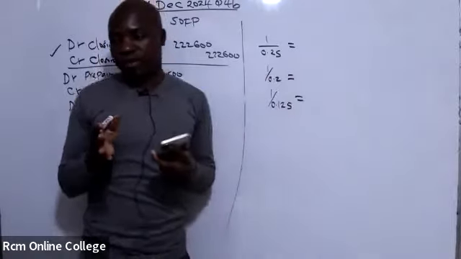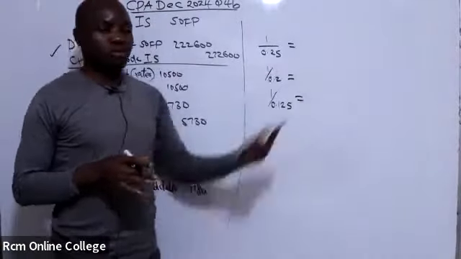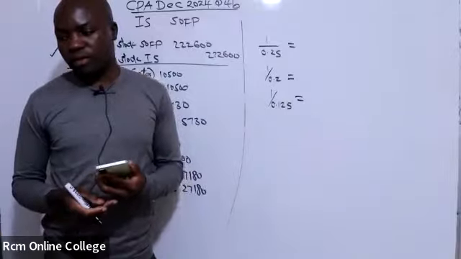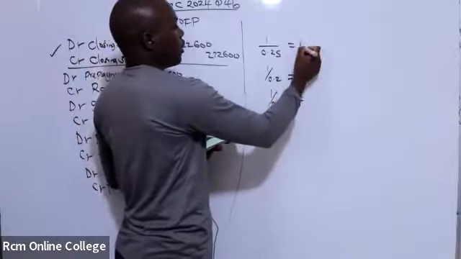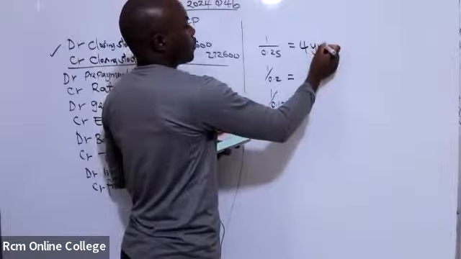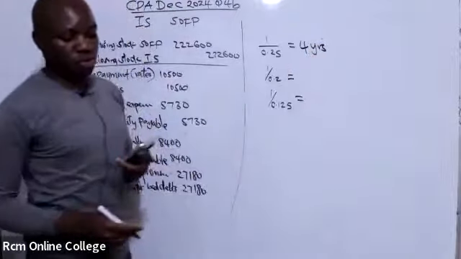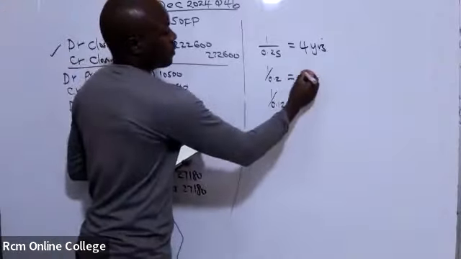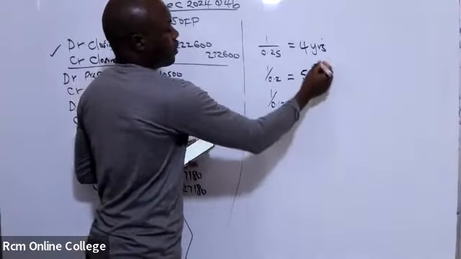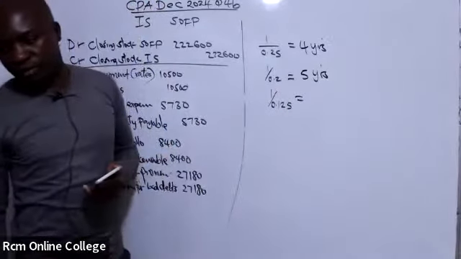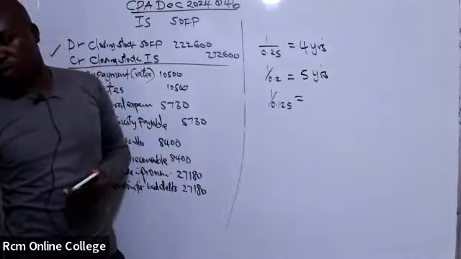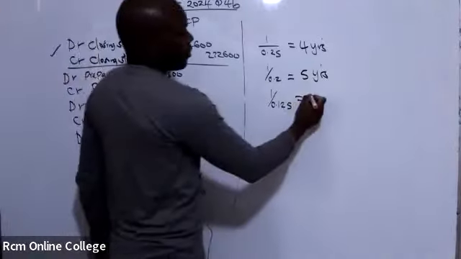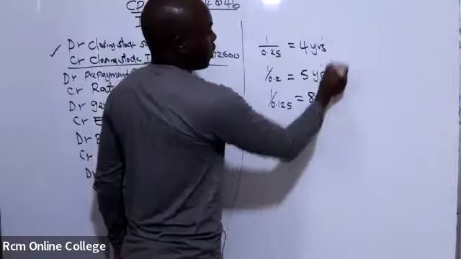Let's go to your calculator and put 1 over 0.25. What are you getting? 1 over 0.25, so this will be 4 years. That is the secret. 1 over 0.2, 5 years. 1 over 0.125, 8 years. That is option 1.